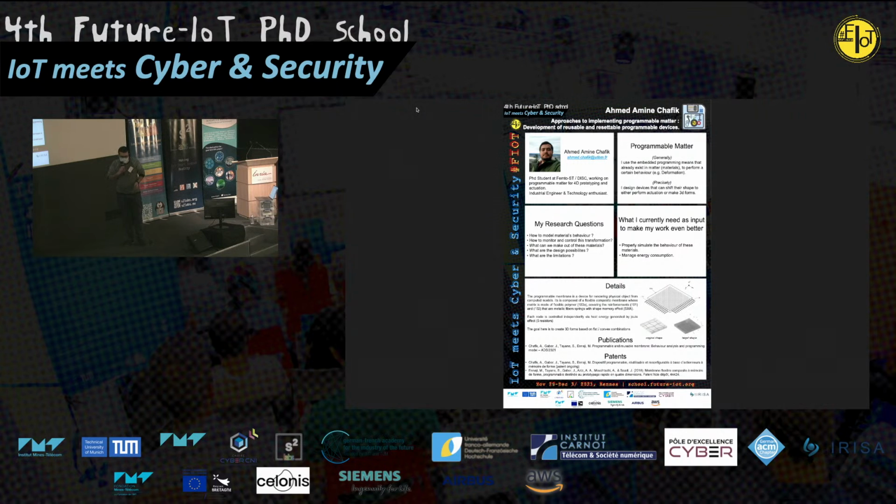What I currently need is to find a way to precisely simulate these materials. The problem here is that these materials are metamaterials, which are materials that are highly customizable. So we need either to do physical tests or to develop our own software to do simulations. But we found different solutions that we are currently working on.